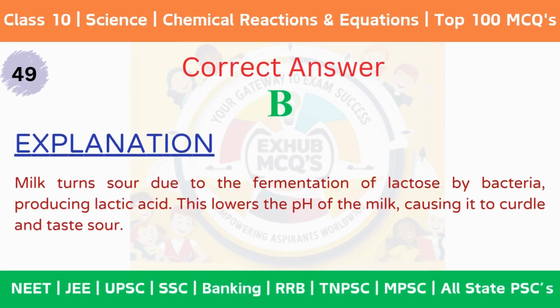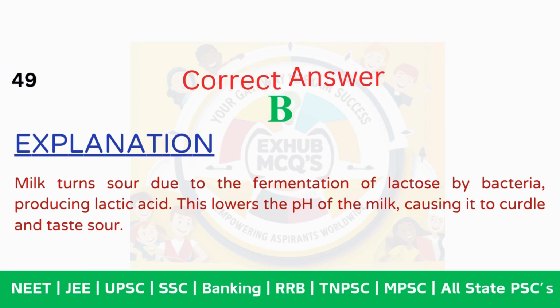The correct answer is option B, fermentation of lactose. Explanation. Milk turns sour due to bacterial fermentation of lactose into lactic acid. The lactic acid lowers the pH, causing the milk to curdle and taste sour.